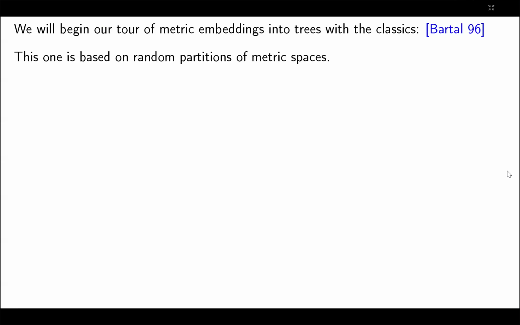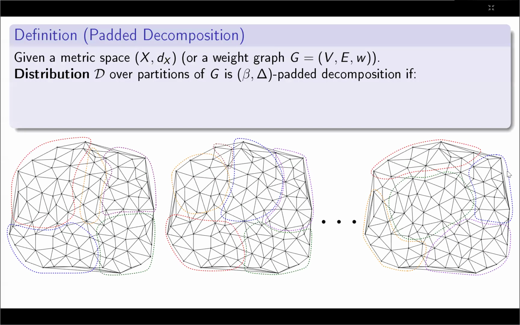The classic embedding by Bartal, the first one in which you get polynomial distortion, was with distortion log squared. It's based on stochastic partitions of the metric spaces. So specifically, it's the following creature. I give you some metric space X or weighted graph G, if you prefer, and I want a distribution over partitions of the metric space such that nearby points will be likely to be clustered together. This is called a beta-delta padded decomposition. Some people call it LDD, low diameter decompositions, and it has two guarantees.